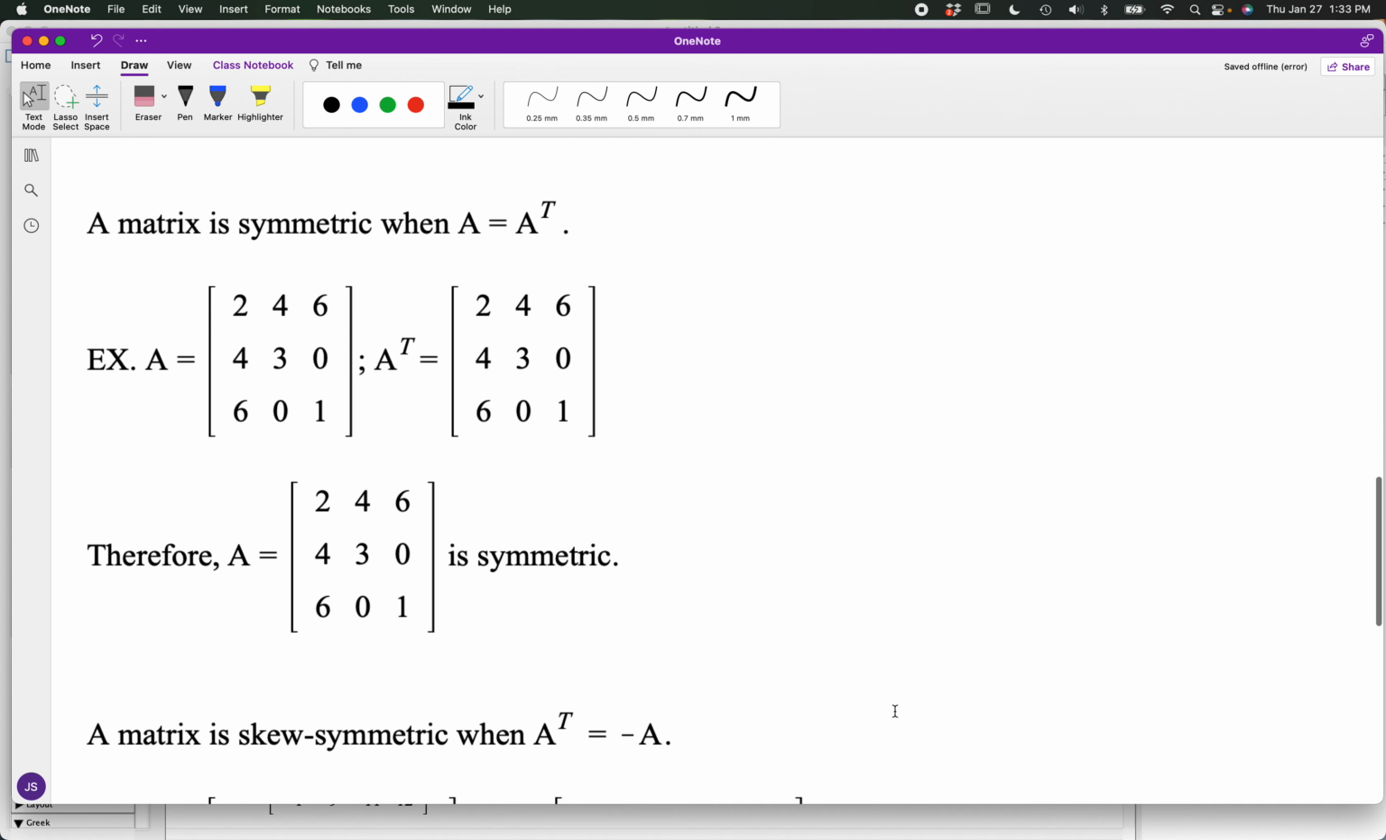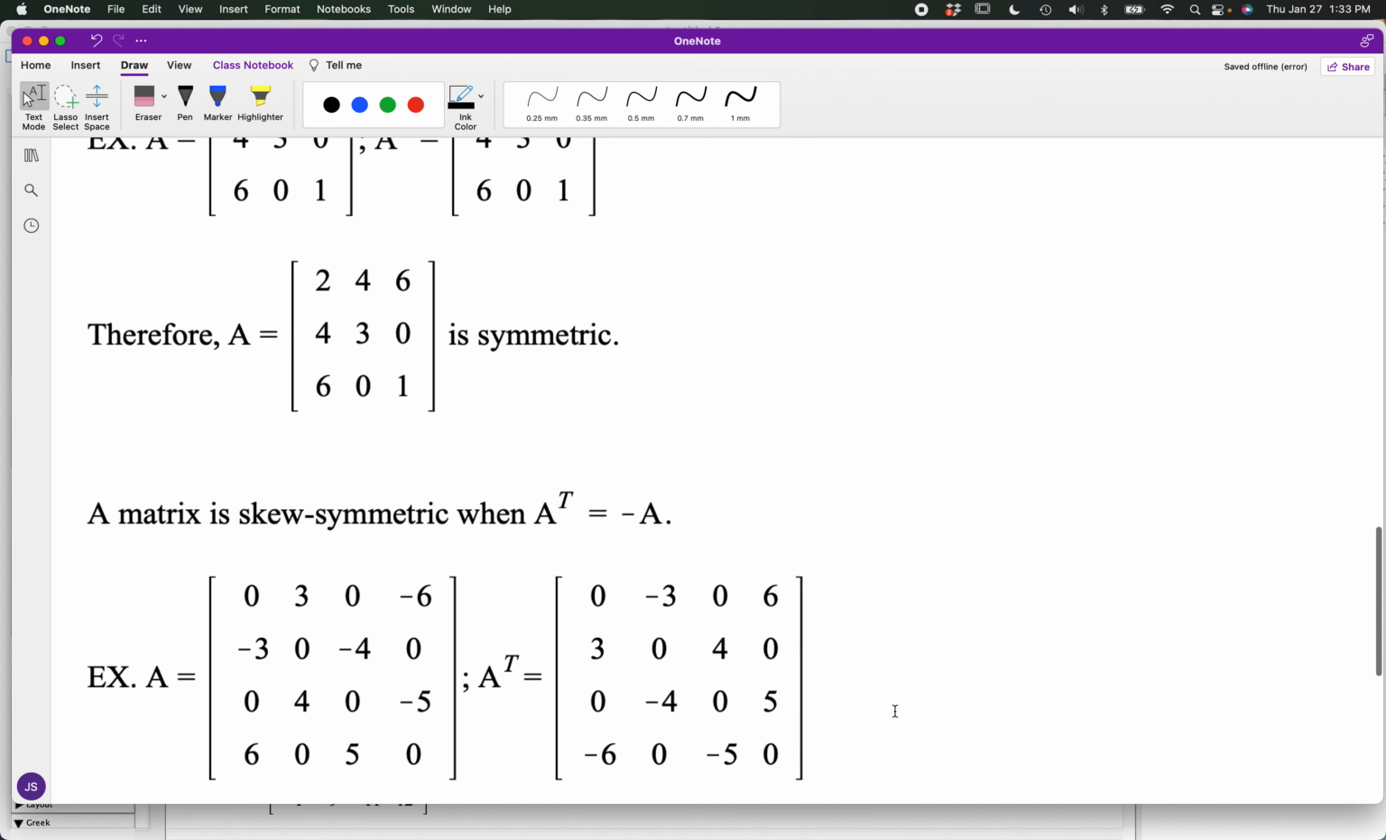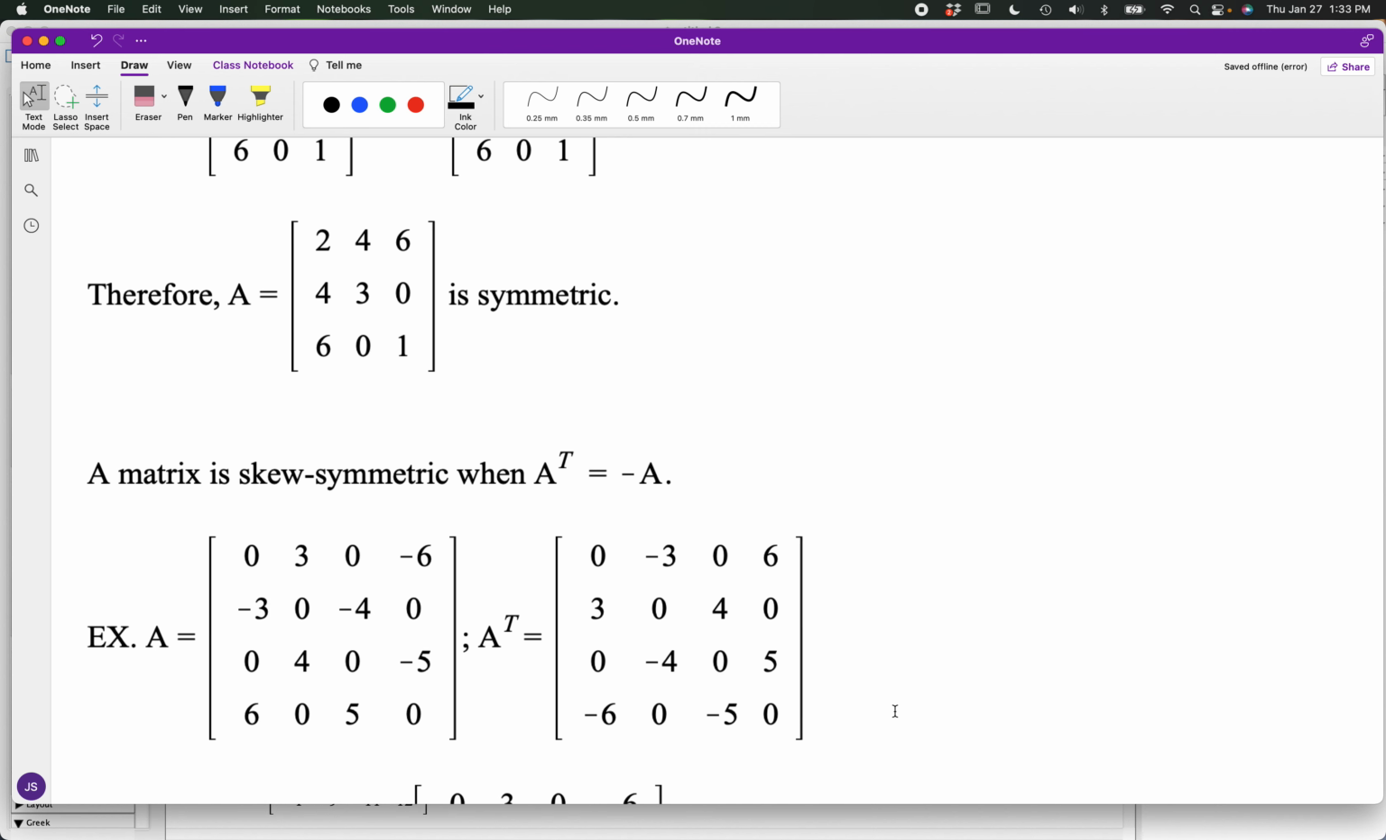And so in this case A is regarded as symmetric. Now the other category is if you have a matrix and its transpose consisting of additive inverse elements, then the matrix is regarded as skew symmetric, and the transpose would also be regarded as skew symmetric. So we have for A: 0, 3, 0, 6, -3, 0, -4, 0, 0, 4, 0, -5, and 6, 0, 5, 0.